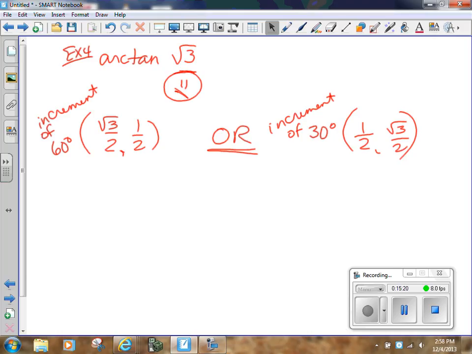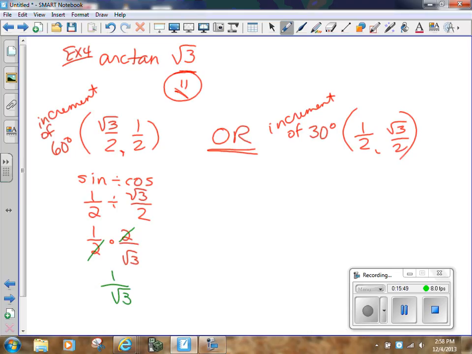That means the tangent value is root 3. How in the world am I going to figure out which one it is? Divide cosine by sine, no, sine by cosine. Sine divided by cosine. All right, so sine for this one is 1/2 divided by root 3 over 2. And what do we do? Skip, flip, multiply, because this is old school. And then look what happens. My 2's cancel, and I get 1 over root 3. Well, that clearly does not look like root 3, does it?